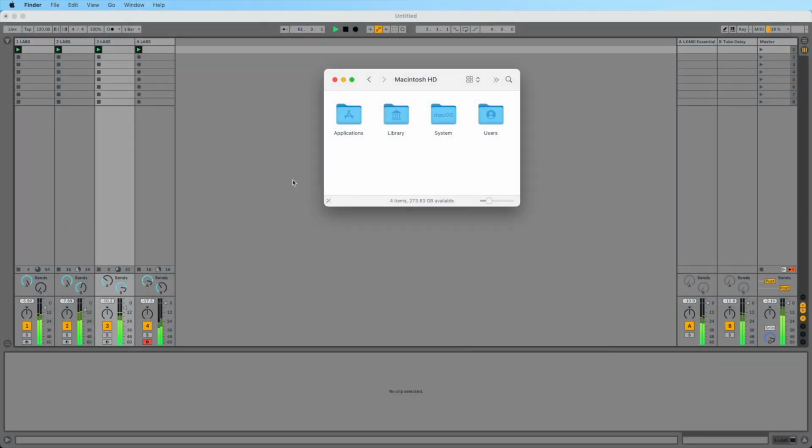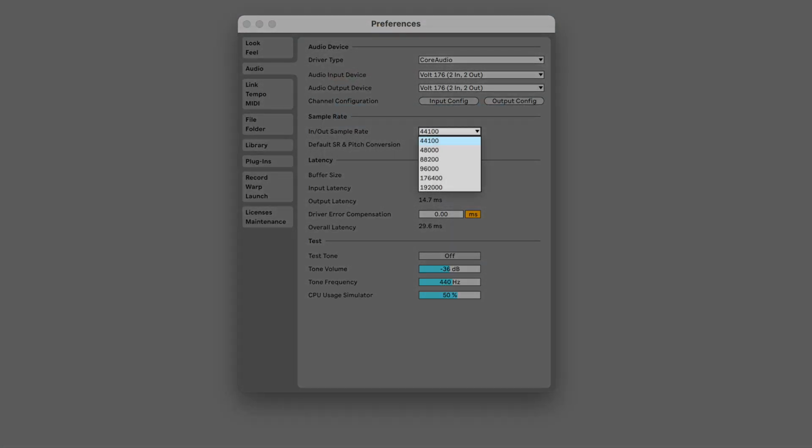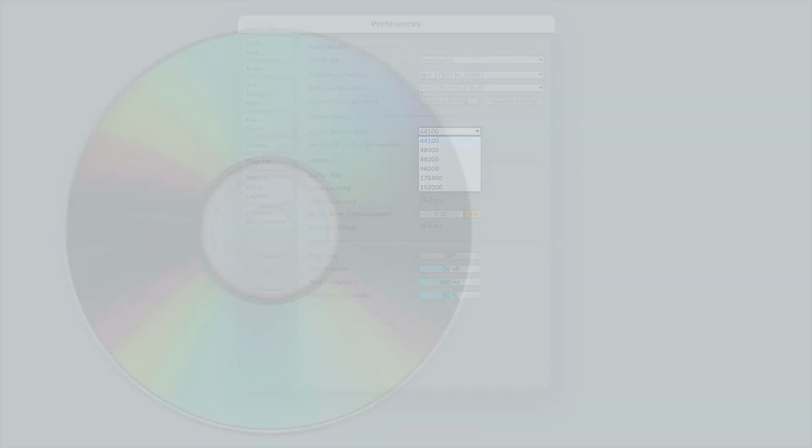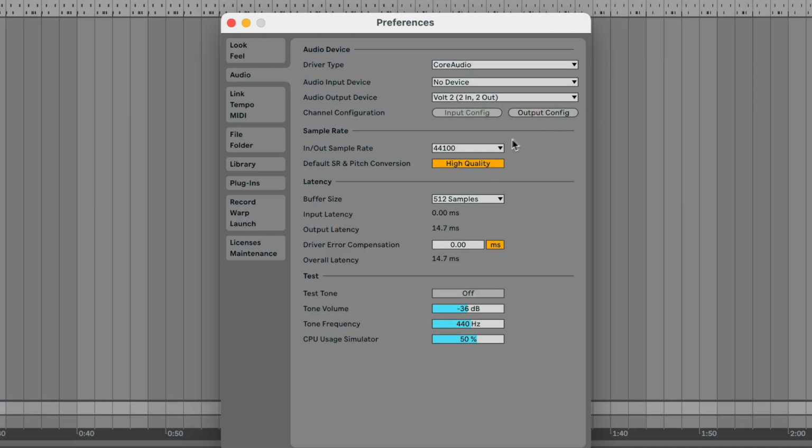A higher sample rate equals a higher resolution and a wider frequency response. However, more disk space and processing power is also needed. Volt supports sample rates of 44.1, 48, 88.2, 96, 176.4, and 192 kHz. 44.1 kHz is the most common sample rate for CDs and digital audio, while 48 kHz is common for film. You can get great quality recordings through Volt at any sample rate.